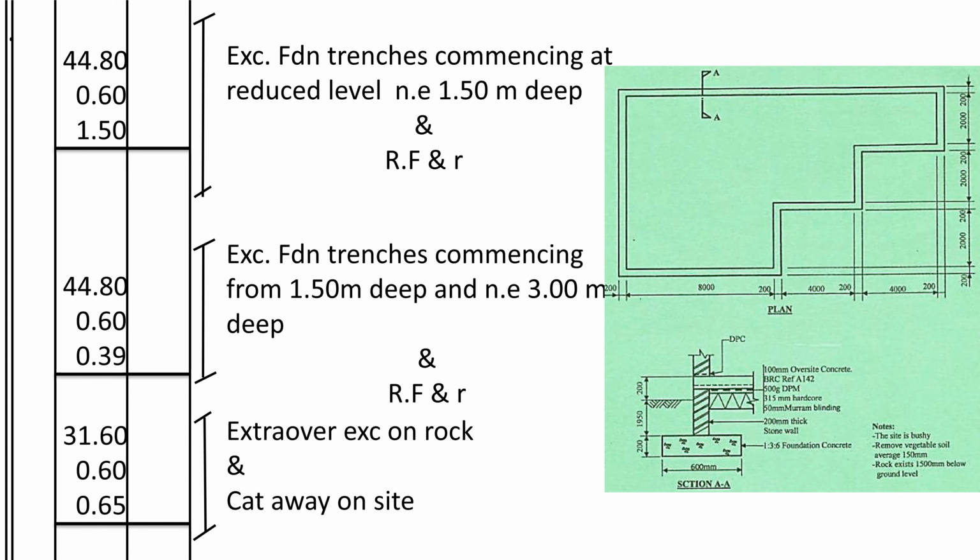now the volume of soil that we shall excavate, we shall take the center line of the trench times the width of the trench times the depth of the trench, first stage. Then center line of the trench times the width of the trench, then the depth of the second stage. The first stage, you shall write excavate foundation trenches commencing at reduced level, not exceeding 1.5 meters deep, and that soil shall be added to the heap called R.F.R, the heap of soil.